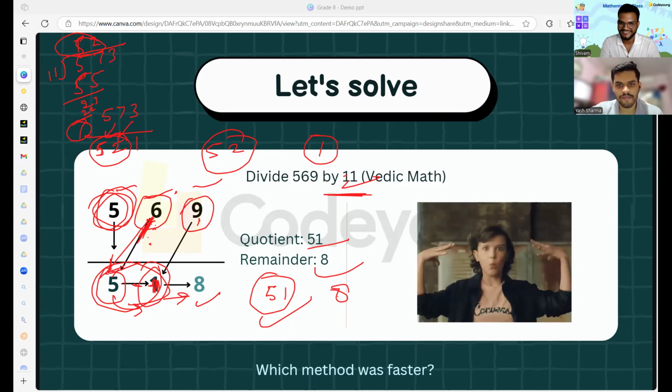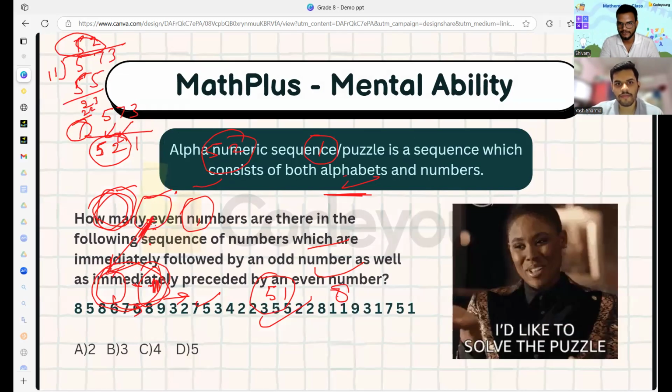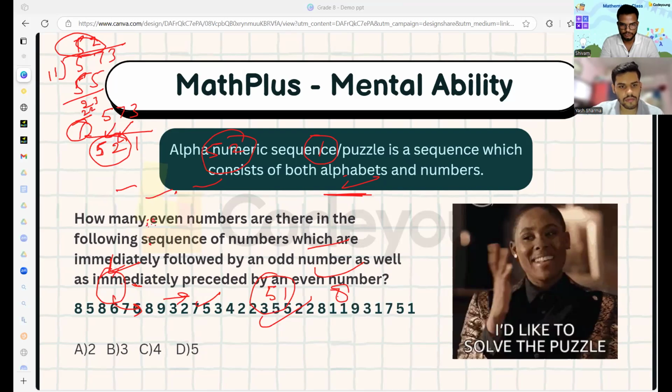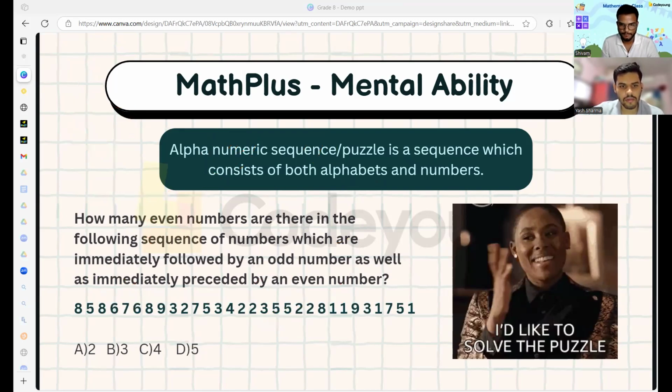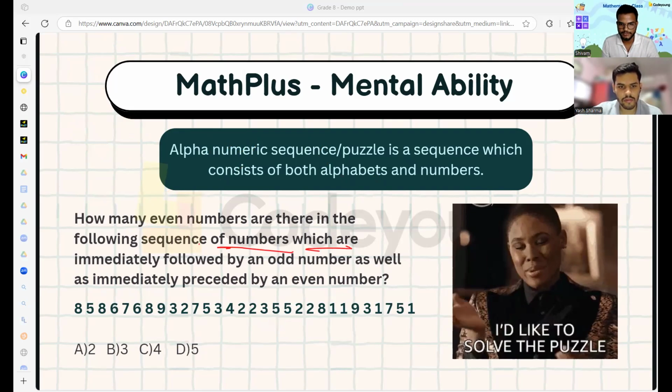Yes, definitely. So now let's try another section where we are going to do a question on mental ability. Try this one. Can you read this one? This question: how many even numbers are there in the following sequence of numbers which are immediately followed by an odd number as well as immediately preceded by an even number? Got it? Try to figure out which one is the right answer.